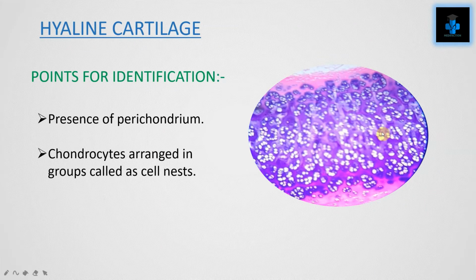Hyaline cartilage. The hyaline cartilage is found in trachea, larynx and bronchi, also in limb bones. It is the weakest among the three types of cartilage. In order to identify a hyaline cartilage, one must observe the presence of perichondrium. And also, in case of hyaline cartilage, the chondrocytes will be arranged in groups of cells as cell nests, like this.